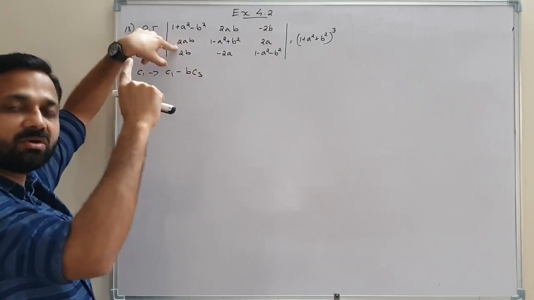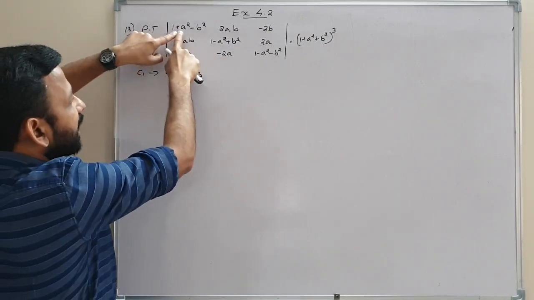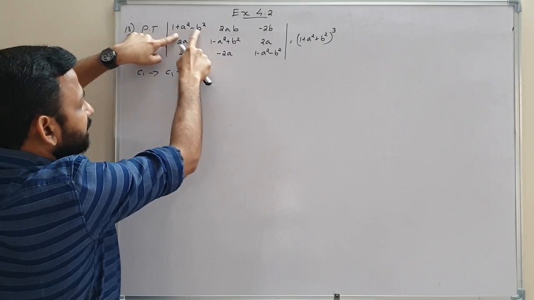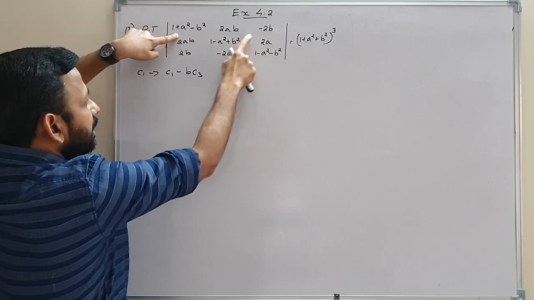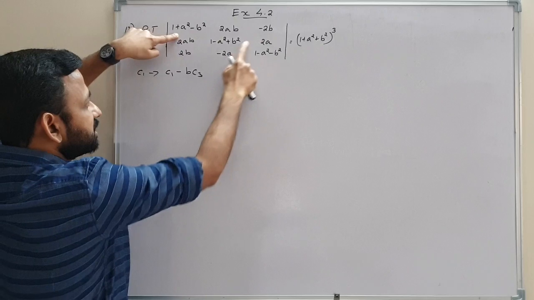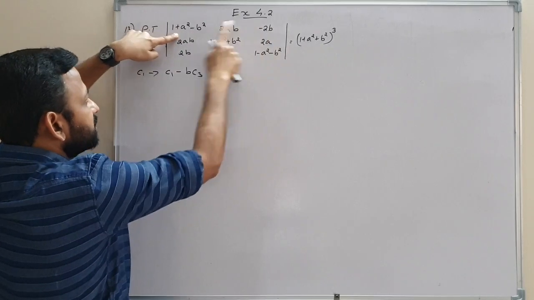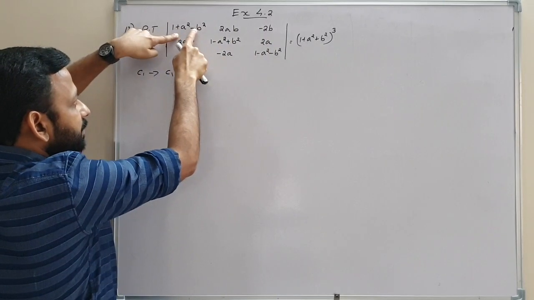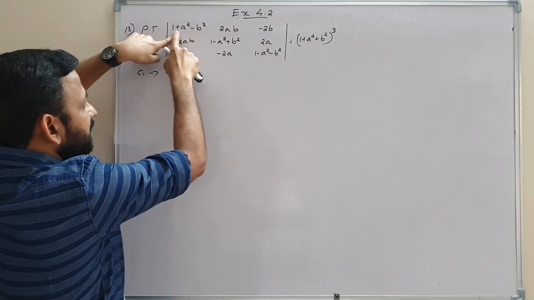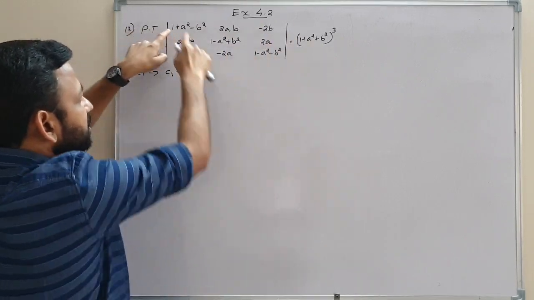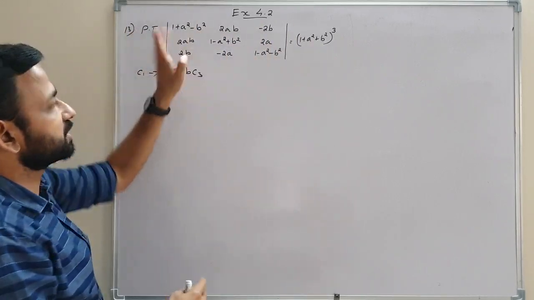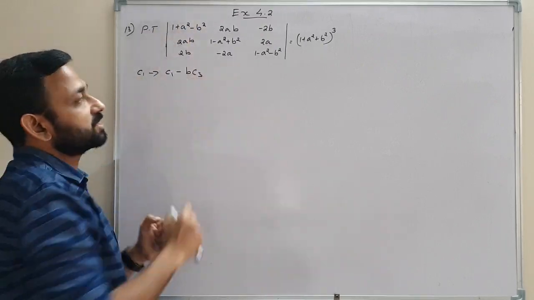So here it is 0, so we can take common. And here 1 + a² − b² minus b into C3, that is minus into minus, plus 2b². So 1 + a² − b² + 2b² is 1 + a² + b². So we can take 1 + a² + b² outside from the first column.